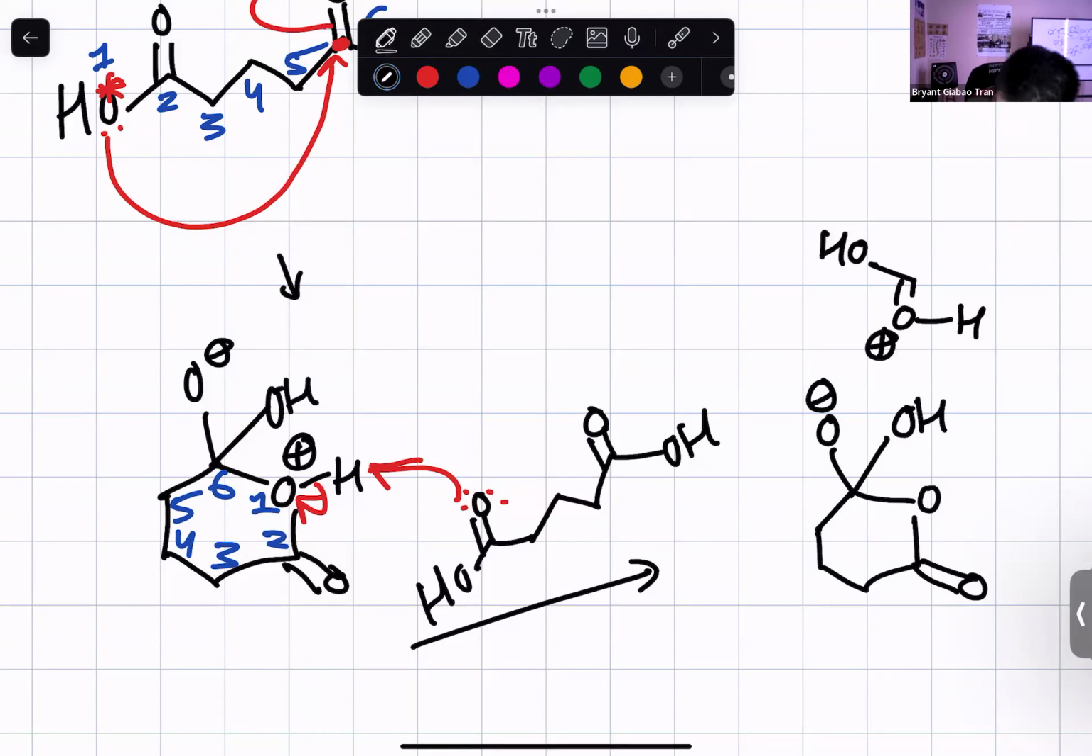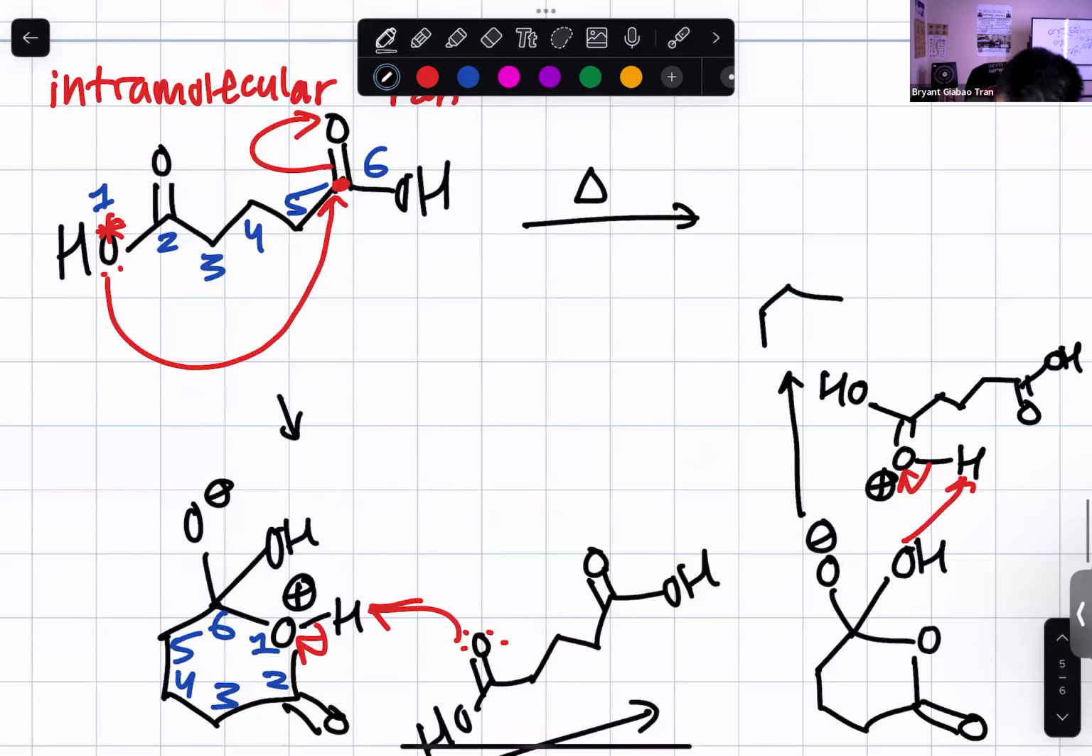1, 2, 3, 4, 5. OH. Now we're going to protonate this group to give us this intermediate O minus, OH2 plus. This is the oxygen, carbonyl.